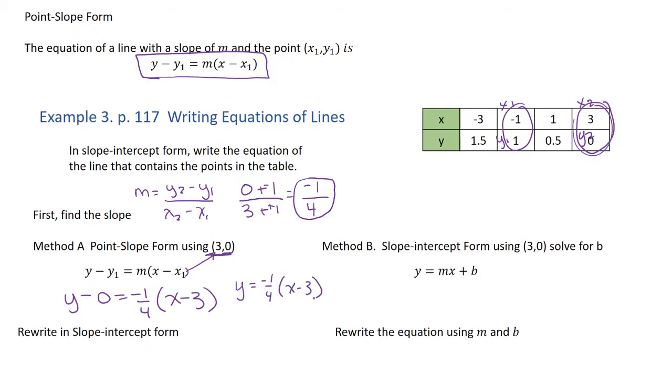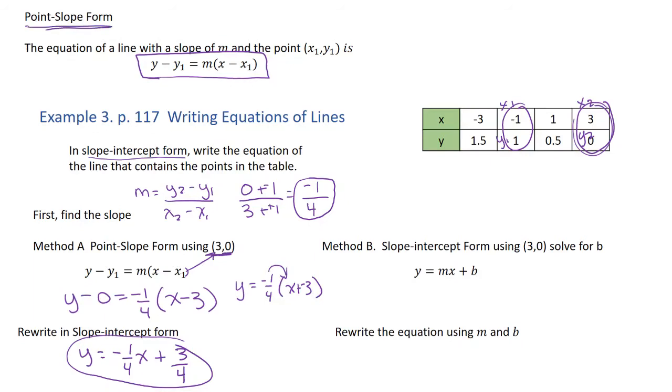All right. So then if you wanted to rewrite it so that it was in slope-intercept form, all we have to do is distribute. And so that would be y equals -1/4 x plus, okay, so this is plus the opposite. -1/4 times a -3 is actually a positive 3 over 4. So there it is written back again in your slope-intercept form, which we're much more comfortable with, but the point-slope form is very easy to write.